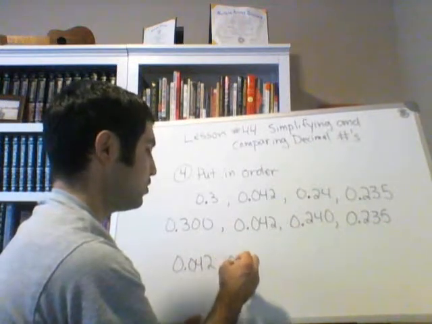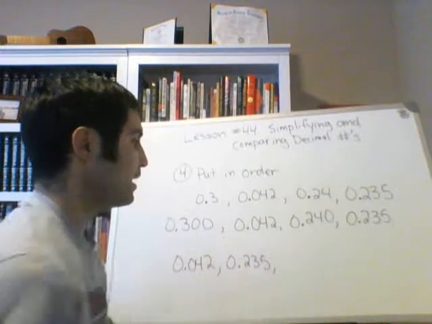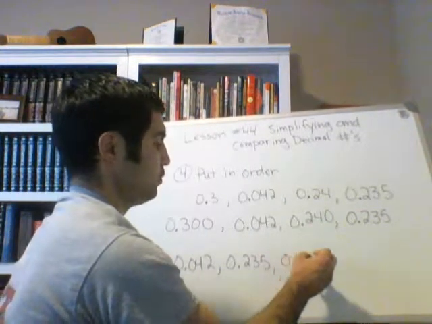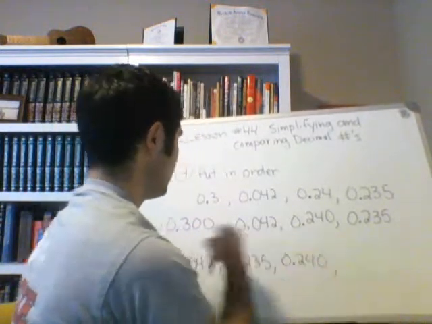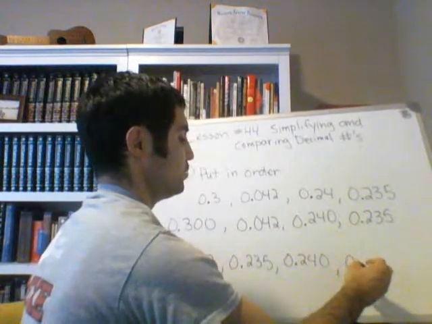So I'm going to put 0.235 next. Now, after that, it's going to be 0.240. Now, after that, it's going to be 300, because 300 is going to be the largest out of these 4 decimal numbers.